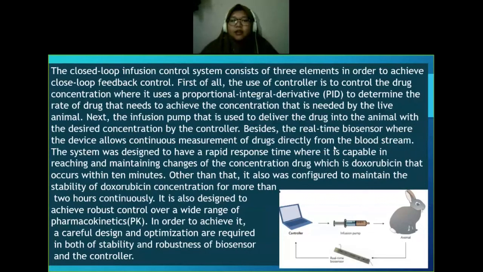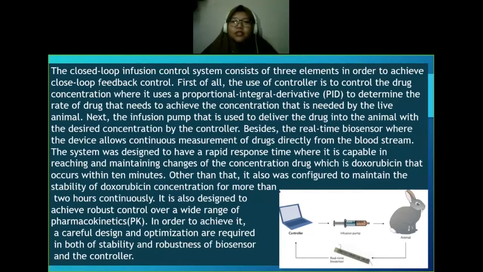Next, I will explain the block diagram. The closed-loop infusion control system consists of three elements in order to achieve closed-loop feedback control. First of all, the controller is used to control the drug concentration, where it uses a proportional integral derivative, PID, to determine the rate of drug needed to achieve the concentration required by the live animal. Next, the infusion pump is used to deliver the drug into the animal at the desired concentration set by the controller. Besides, there is the real-time biosensor, where the device allows continuous measurement of drugs directly from the bloodstream.